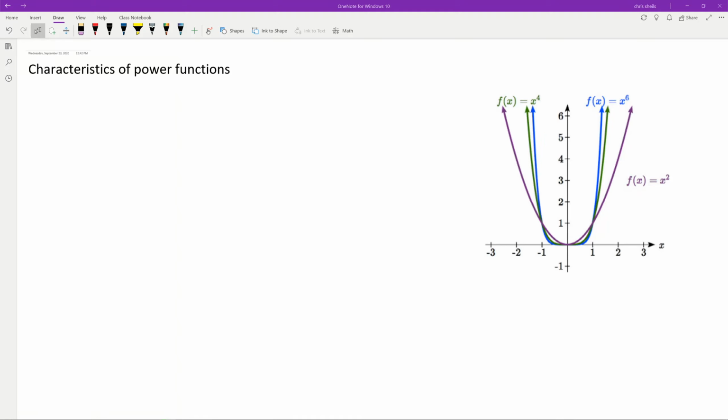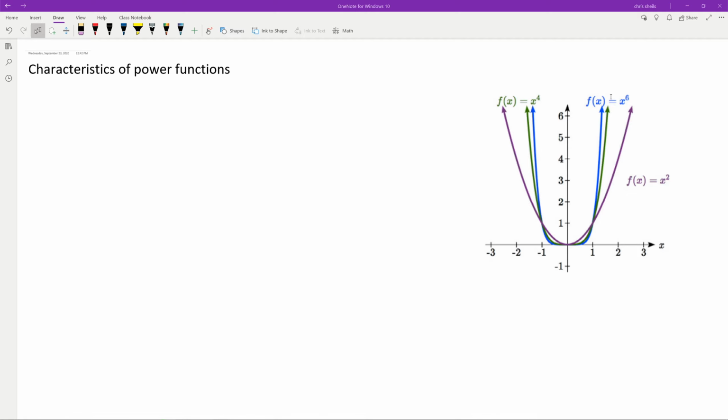All right, now let's talk about characteristics of power functions. So, shown to the right here, we have the graphs of f of x equals x squared in purple, f of x equals x to the fourth in green, and f of x equals x to the sixth power in blue. Notice that all of these graphs have a fairly similar shape. They're all very similar to the quadratic toolkit function.